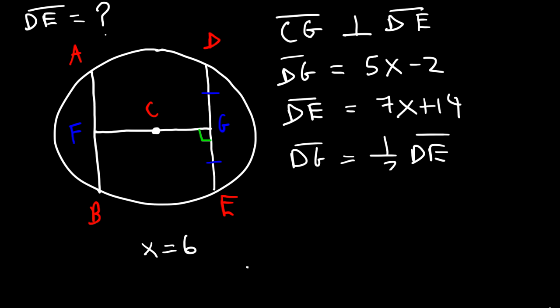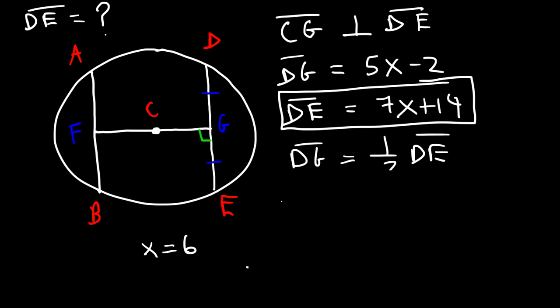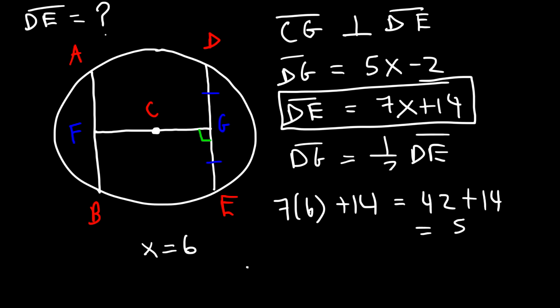So now, we can calculate DE using this expression. So 7 times 6 plus 14. 7 times 6 is 42. 42 plus 14 is 56. And we know that DG is half of DE. So DG is 28. GE is 28. But DE as a total, the whole thing, that's 56. And so that's the answer for this problem.